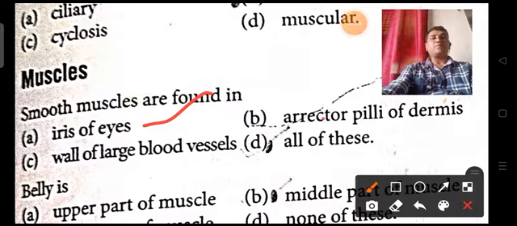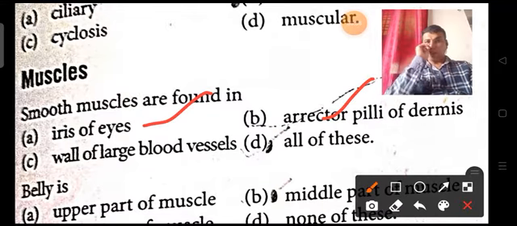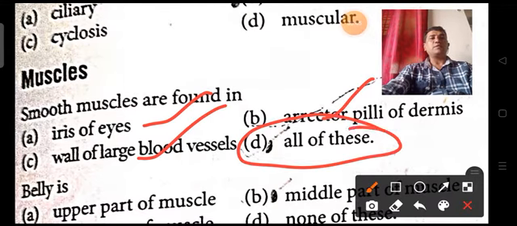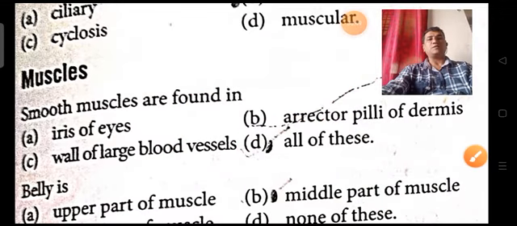Erector pili of the dermis is also present and is not directly under control, and the wall of large blood vessels is also smooth muscle. So your answer is all these three options are right. All of these is the answer.